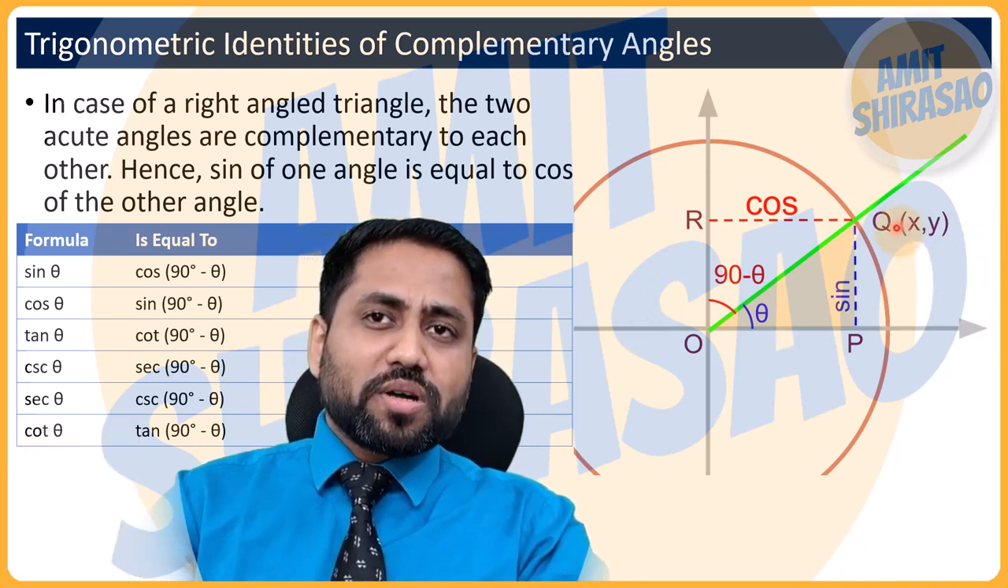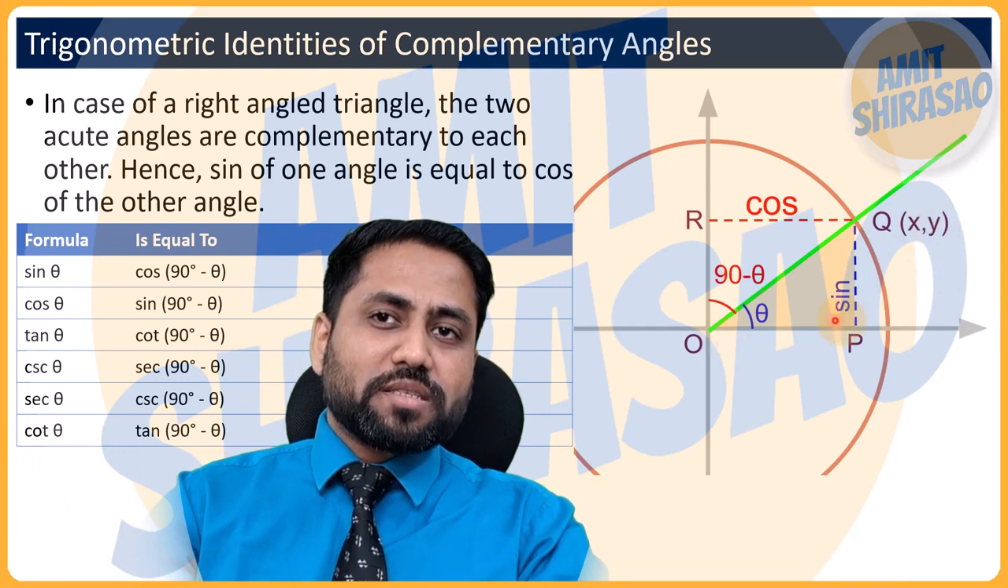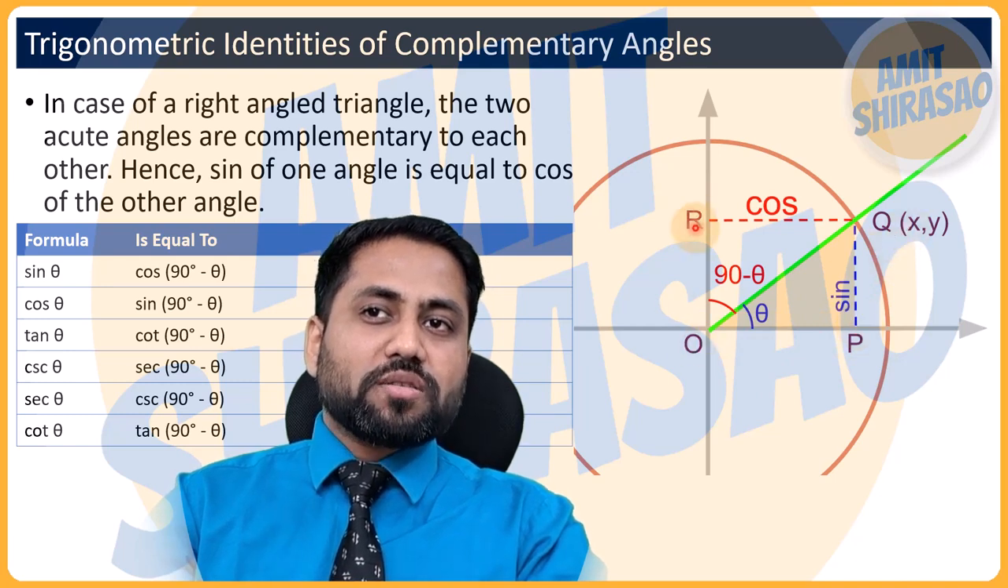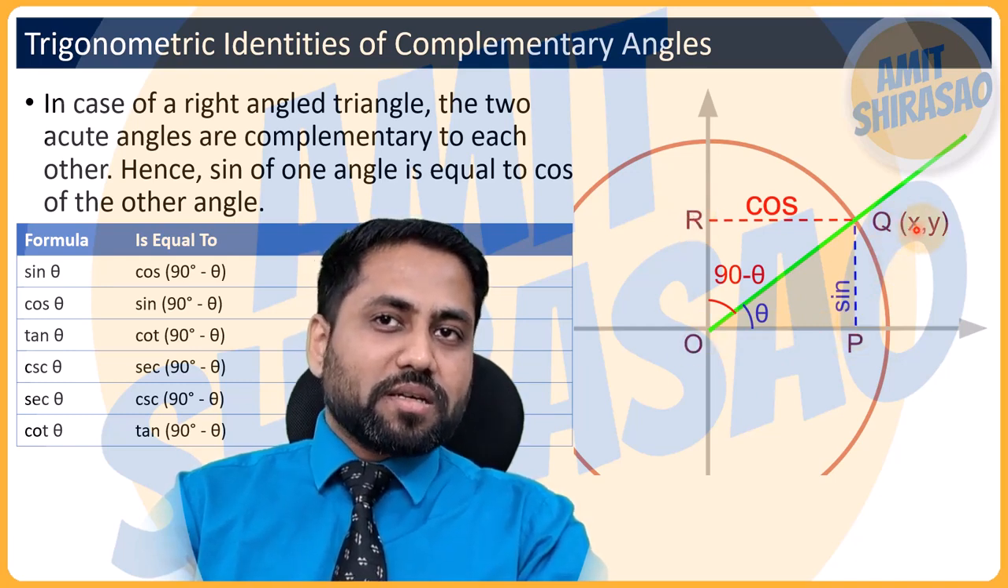Coordinates of Q are what? X comma Y. What is X? X is this much part, OP is X. And Y is what? OR is Y. Okay, that is the coordinates.